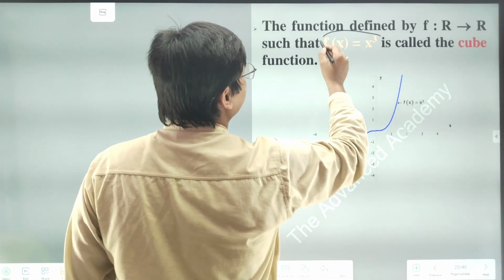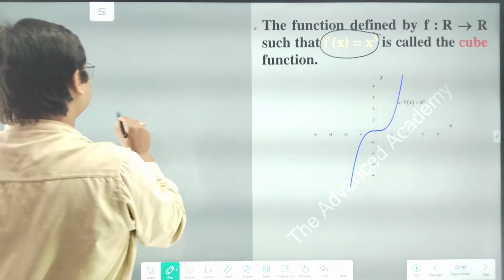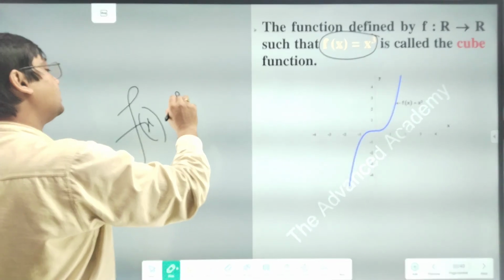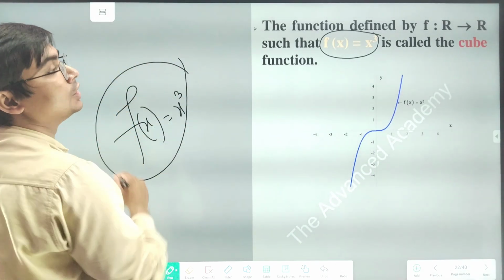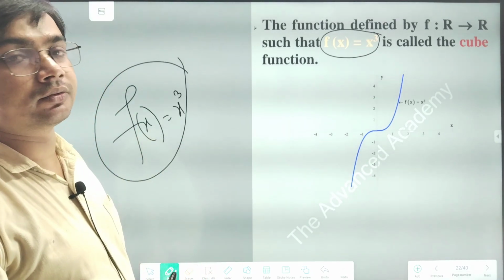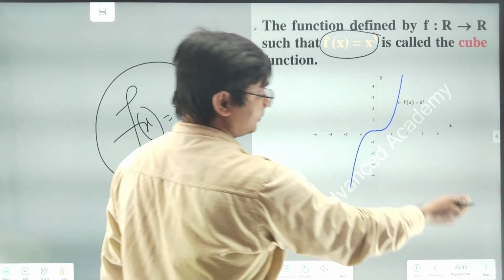Another function you see, f of x is equal to x cube. Yes, this type of f of x is equal to x cube. Put in anything and it will make it a cube. So this type of function is called here cubic function. Yes, and this is the graph of this function.